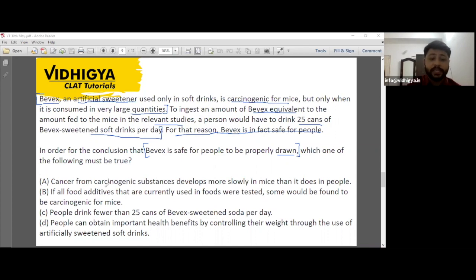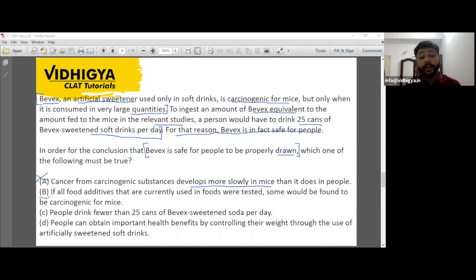Okay, the first one, cancer from carcinogenic substances develop more slowly in mice than it does in people. No relevant study is there in the paragraph, in the stimulus. It develops slowly in mice than it does in people. So no comparison in between how this thing develops in the mice or how this thing develops in human. This is given. If this is not given, we cannot take a call for this one. So this is invalid.